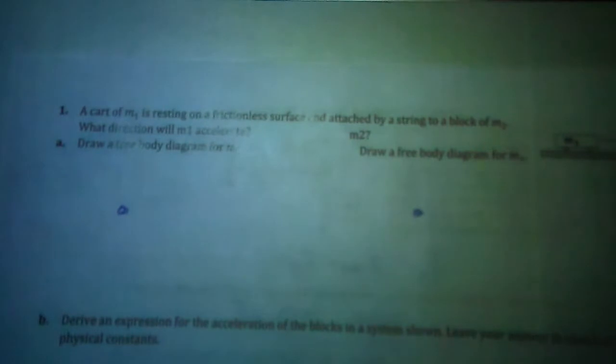Alright, for number 1, I want everyone drawing your free body diagram for each of these and then writing your net force equation. So pause while you are doing that.